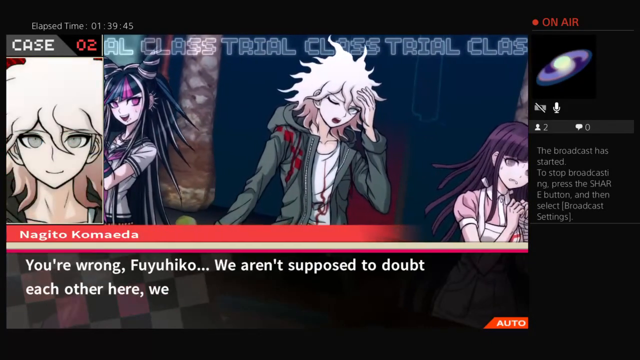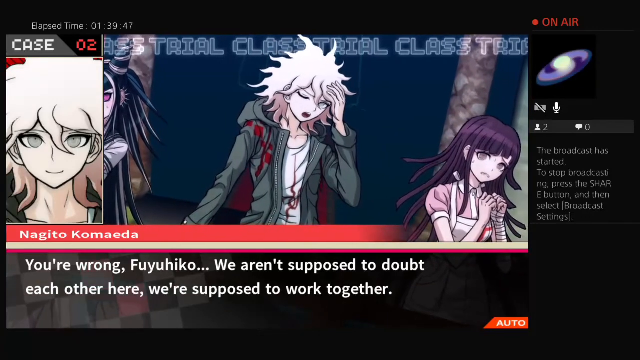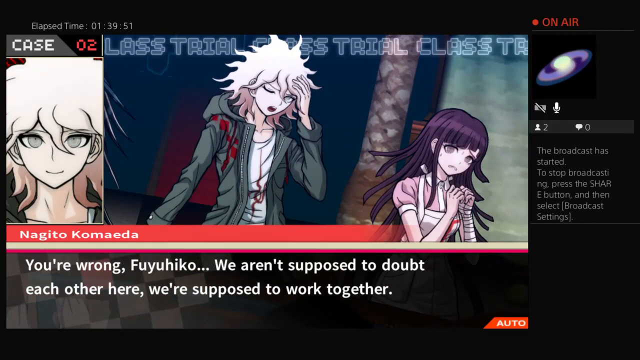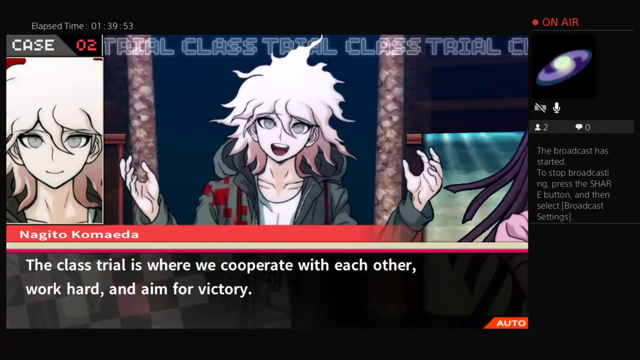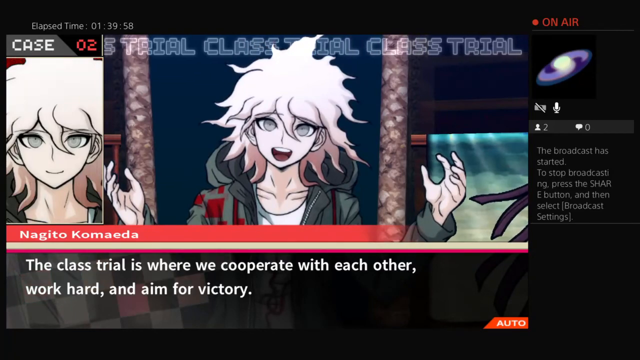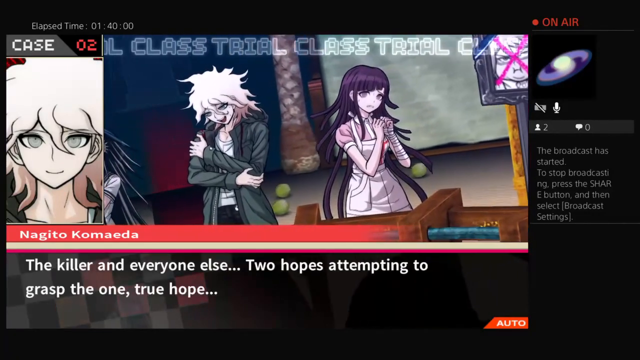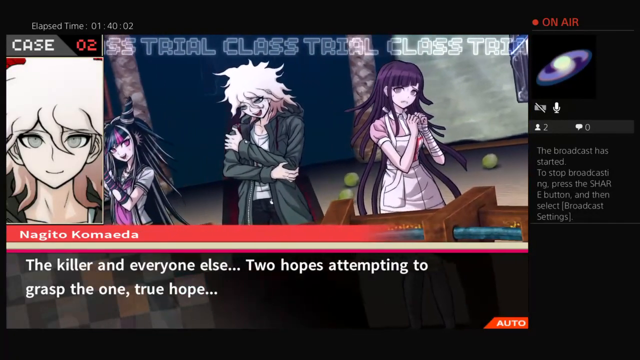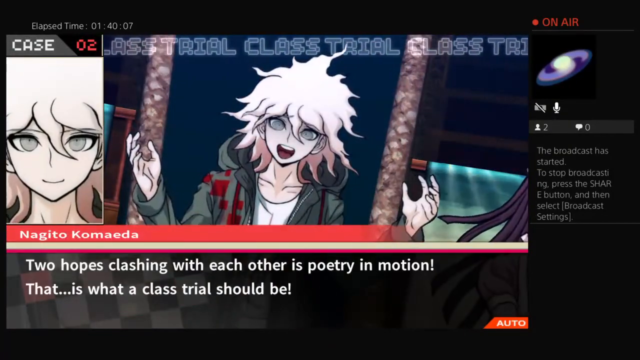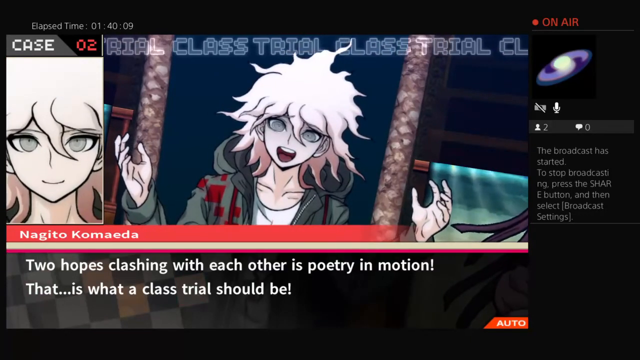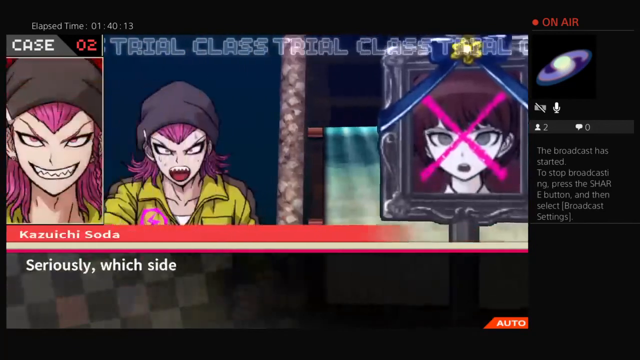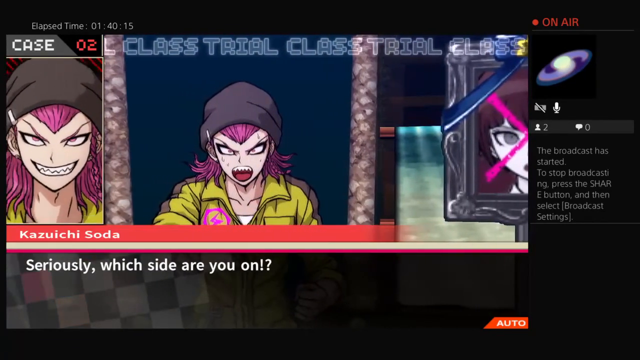You're wrong, Fuyuhiko. We aren't supposed to doubt each other here. We're supposed to work together. The class trial is where we cooperate with each other, work hard, and aim for victory. The killer and everyone else. Two hopes attempting to grasp the one true hope. Two hopes clashing with each other is poetry in motion. That is what a class trial should be. Seriously, which side are you on?